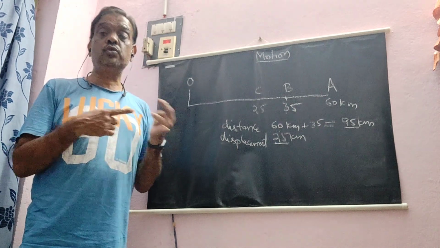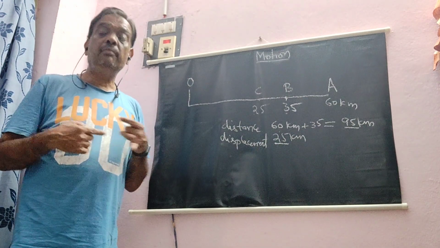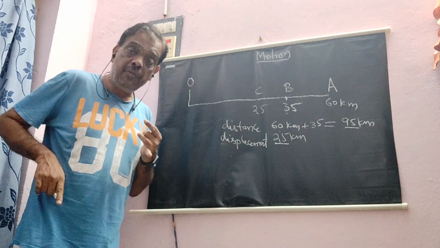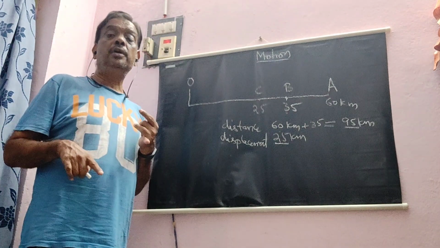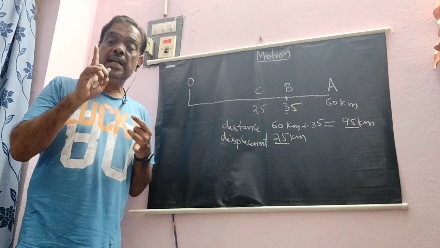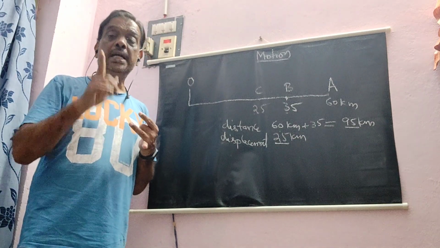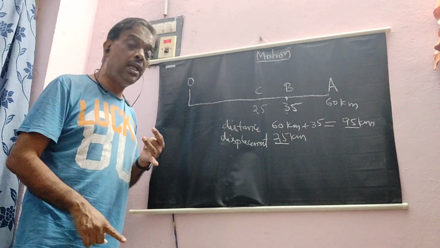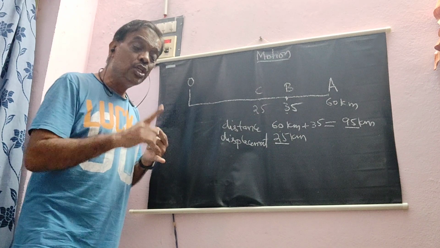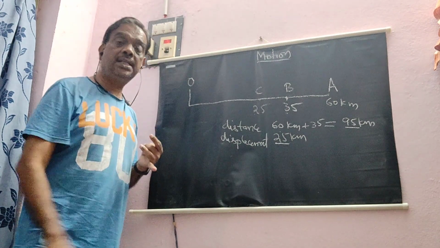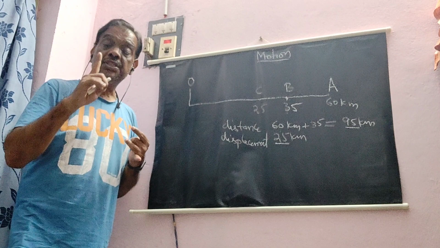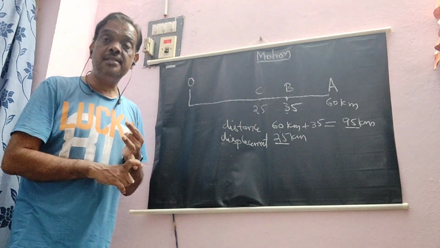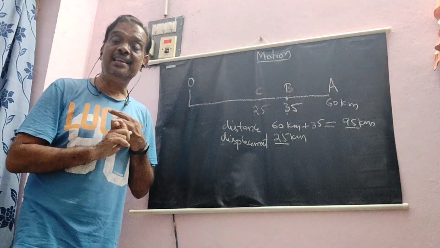Suppose I move from home to school, maybe 500 meters. In that case, I'm moving in a straight line from home to school. In that case only, distance and displacement are equal. The magnitude of distance and displacement are equal only and only if an object travels the shortest distance in a straight line. Then in that case, the magnitude of distance and displacement are equal.